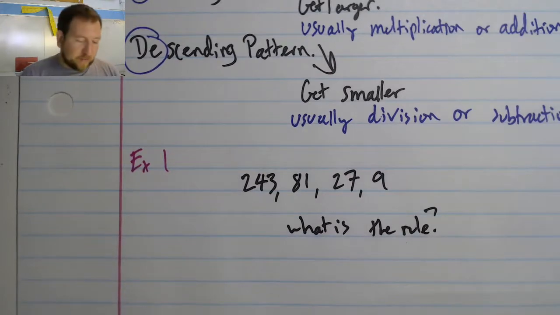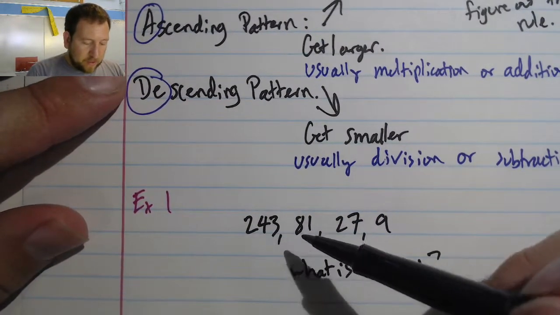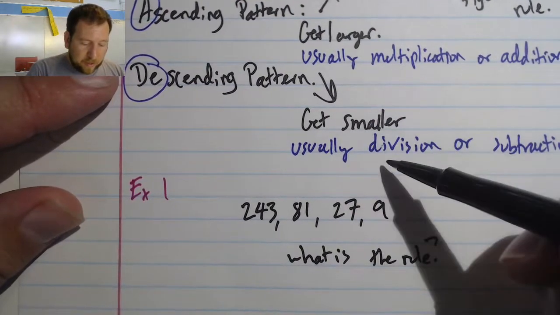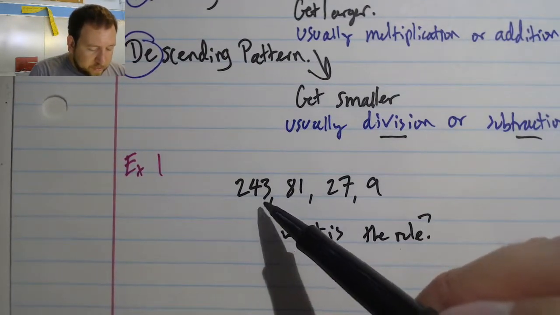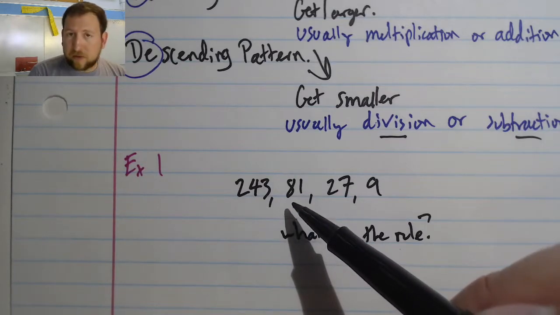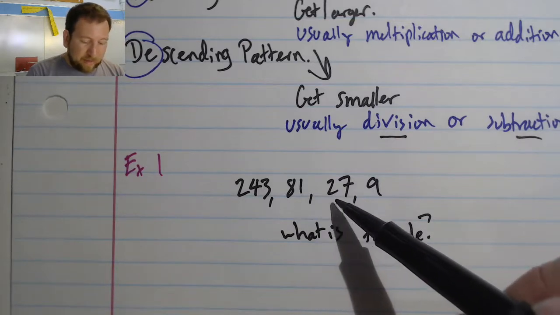Okay, so first I might ask myself, are we ascending or are we descending? Well, my numbers are getting smaller, so I am descending. That means I'm probably going to be using division or subtraction. And I can look at these numbers, 243 to 81. That's a huge jump, almost 200 down. 81 to 27, that's a jump of like 50 down.